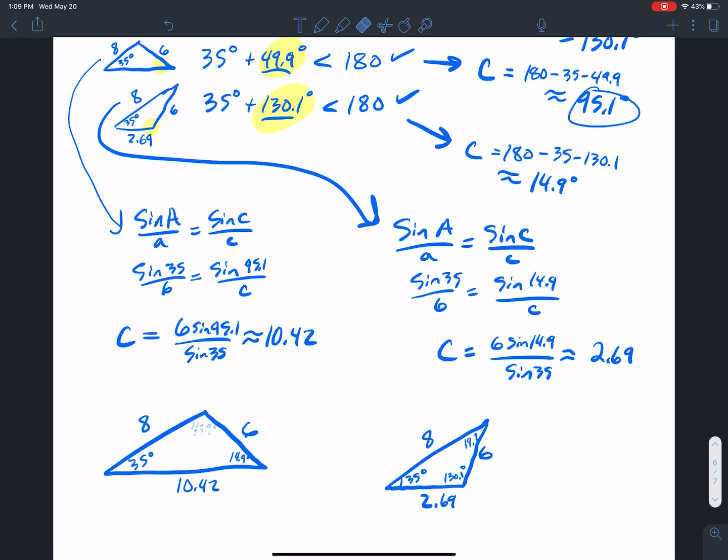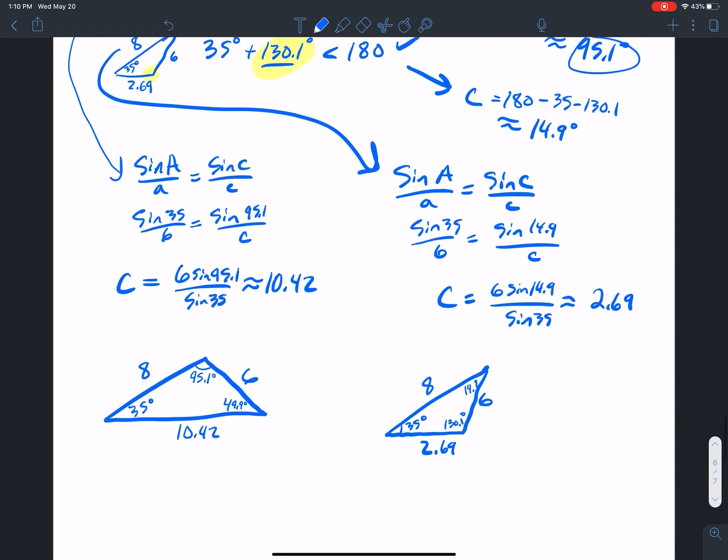Let me erase that. All right, so this angle up here is 95.1 degrees. This angle down here was the 49.9. Okay? So those are the two cases, or two triangles.